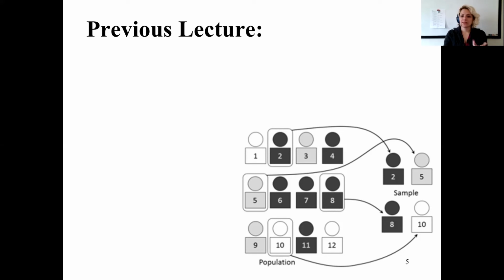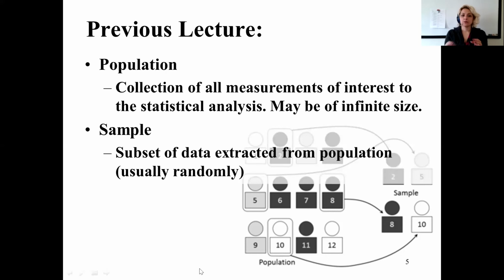So let's have a definition. We are going to work with these two definitions a lot in our course. The population is a collection of all measurements of interest to the statistical analysis, maybe of infinite size. The sample is a subset of the data extracted from the population.